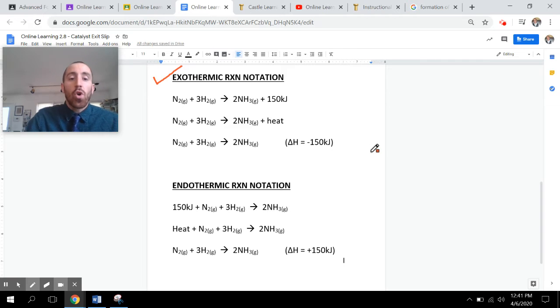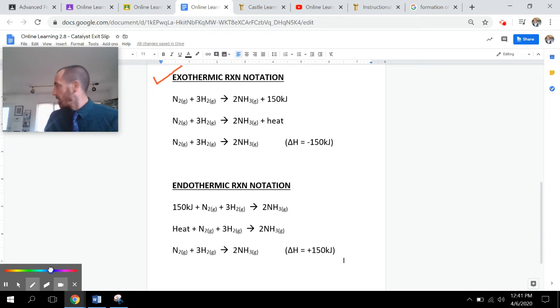Okay? When they don't include it into the equation and they put it off to the side like this, in parentheses, with the delta H there, when they do that and that delta H is negative, it's also exothermic. Okay? So if you were reading this one down here on a test, you could actually draw it like this and have it mean the same thing. Okay? So that's exothermic.